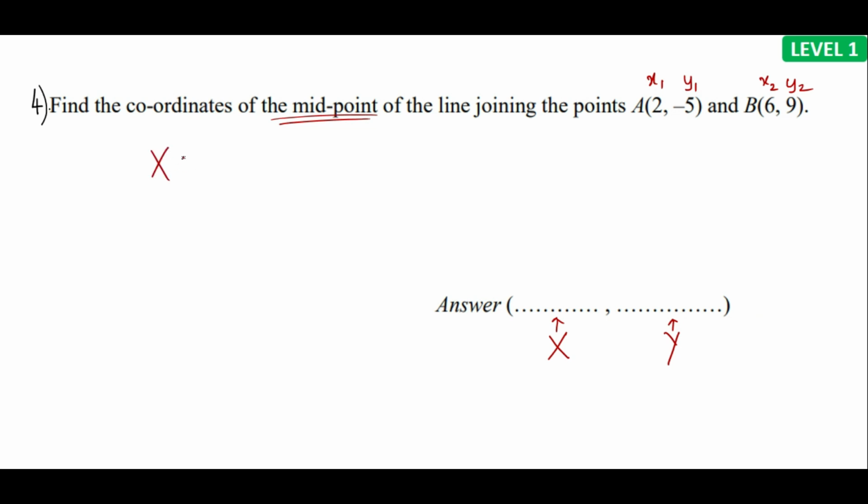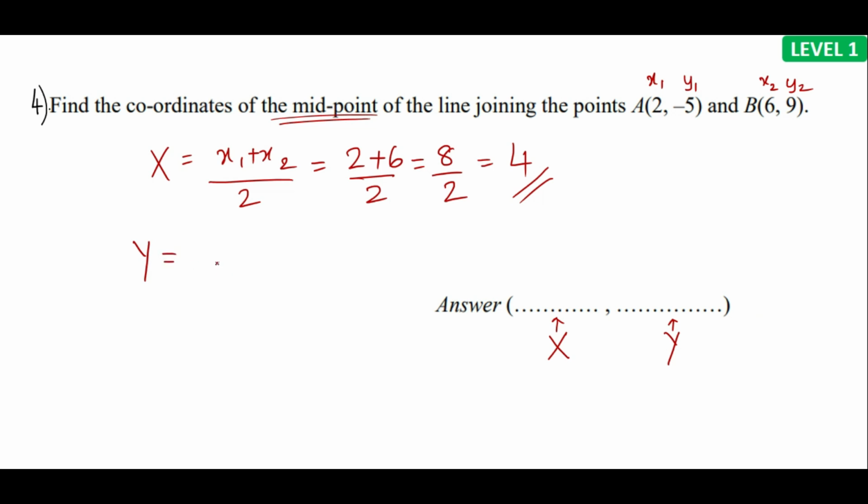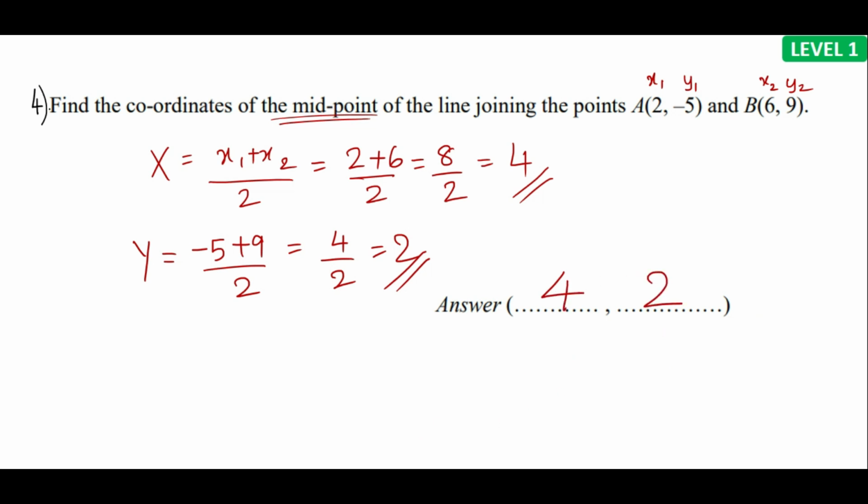So your x coordinate is going to be x1 plus x2 over 2, which is 2 plus 6 over 2, which is giving you an answer 4. And the y coordinate here is going to be -5 plus 9 over 2, which is 4 over 2, again giving me a 2. So the coordinates of the midpoint are going to be (4, 2). Moving on to the next question.